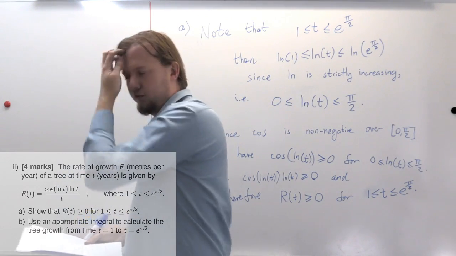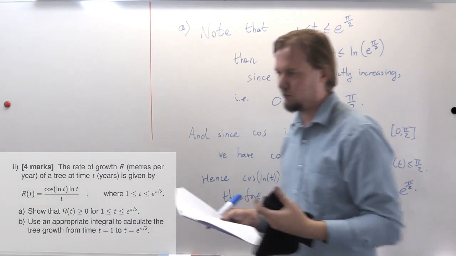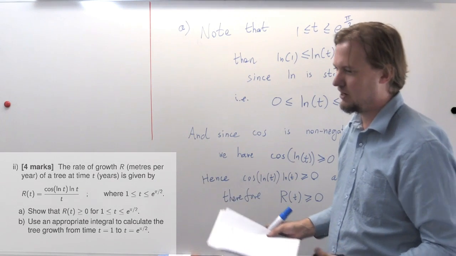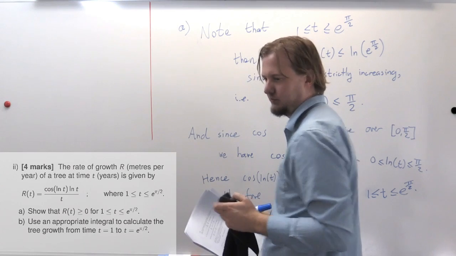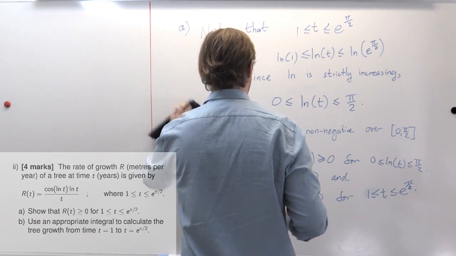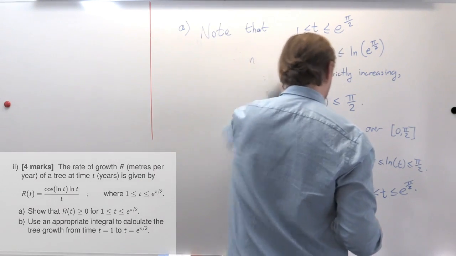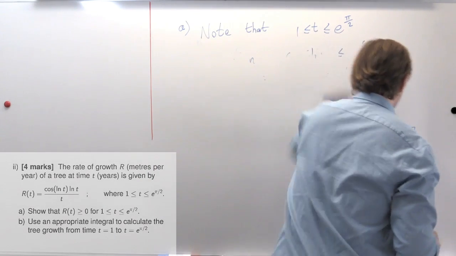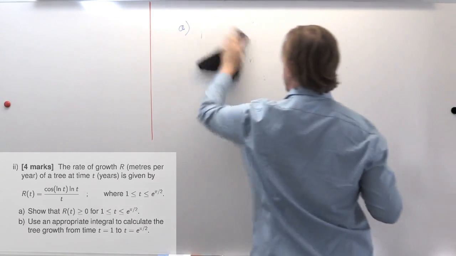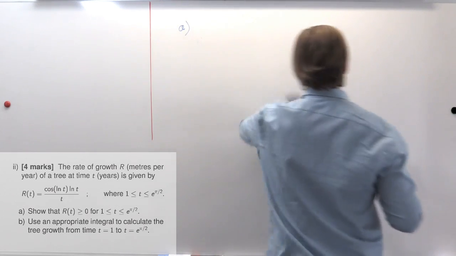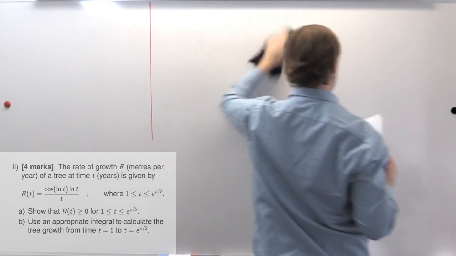Now, it says to use an appropriate integral, find how much growth there was from time equals 1 to time equals e to the pi on 2. So you can do this part without having, these two parts are independent. Part B doesn't really rely on part A. You could do them separately. No information from part A is needed.